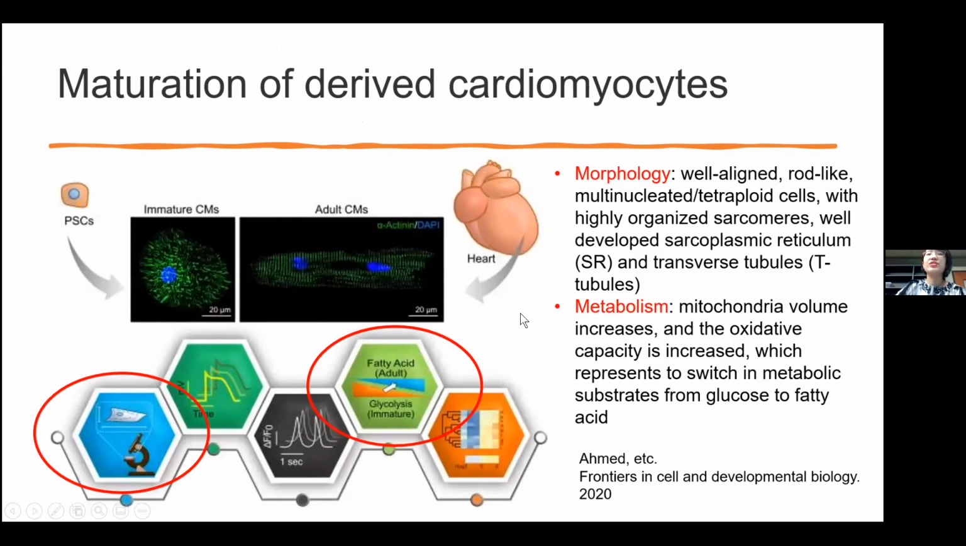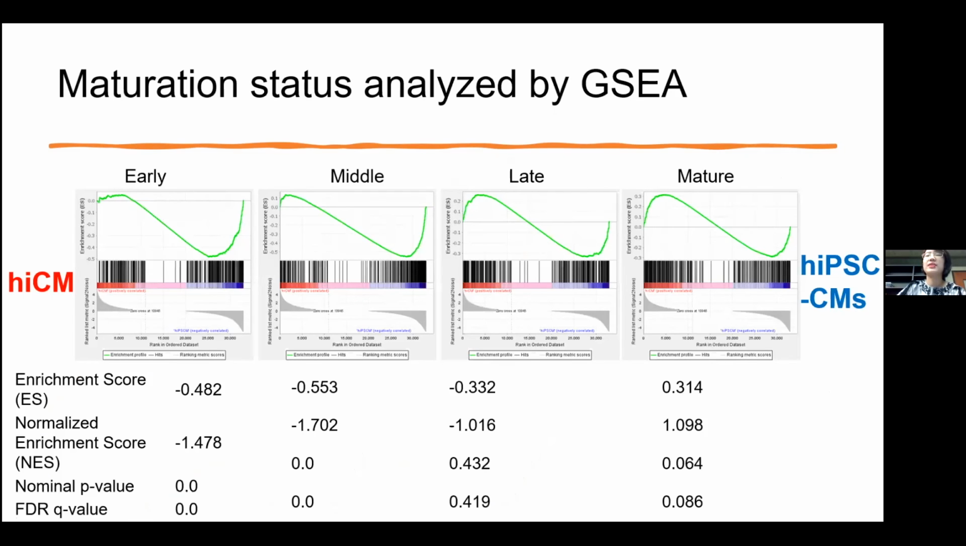As we know, maturation is always a concern for derived cardiomyocytes in vitro. Studies show that the maturation from neonatal cardiomyocytes to adult cardiomyocytes also involves many parameters. One of them is morphology changes, and another one is the metabolism switch from fatty acid to glycolysis. Since we noticed that there is more gene expression related to fatty acid metabolism in HICMs, we wanted to test whether there is any difference in maturation status between HICMs and iPSCMs.